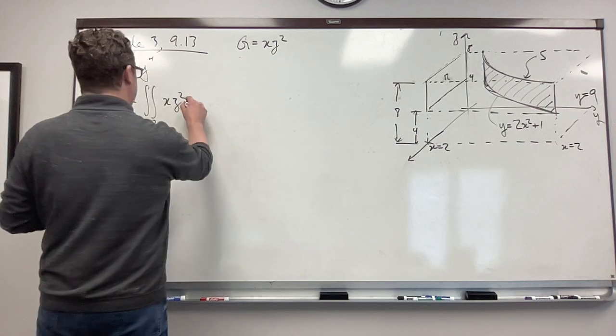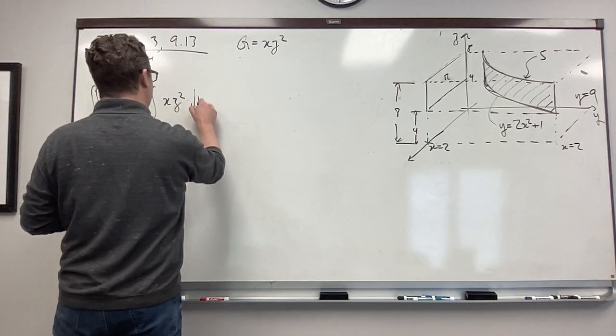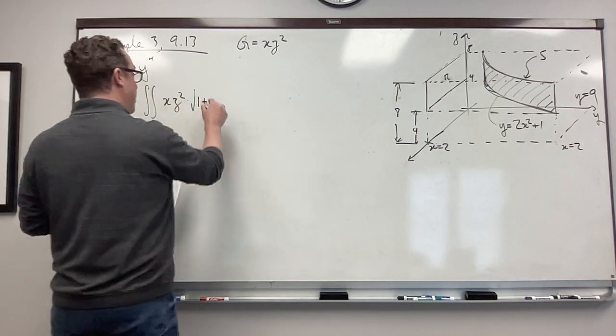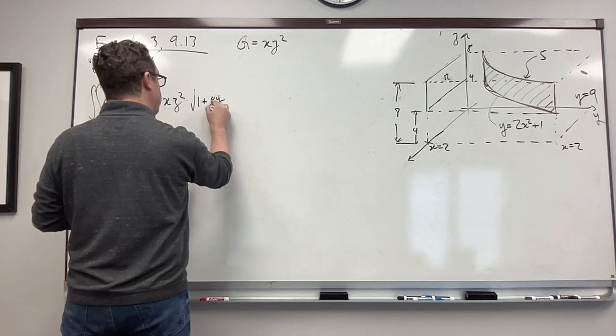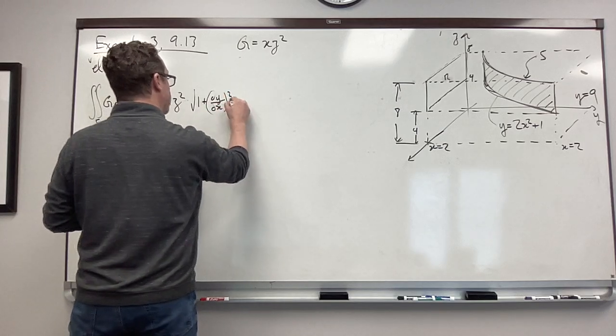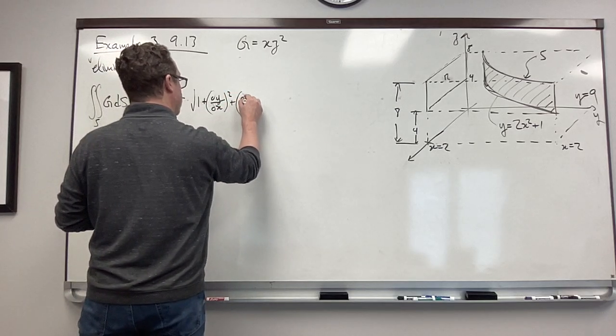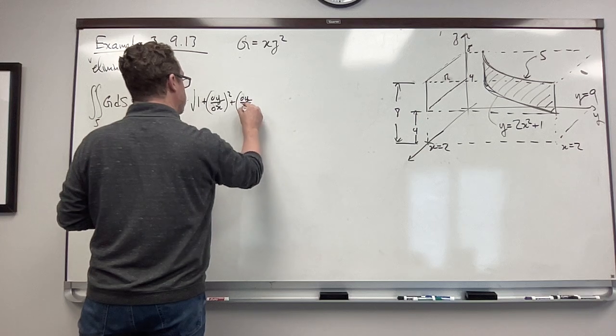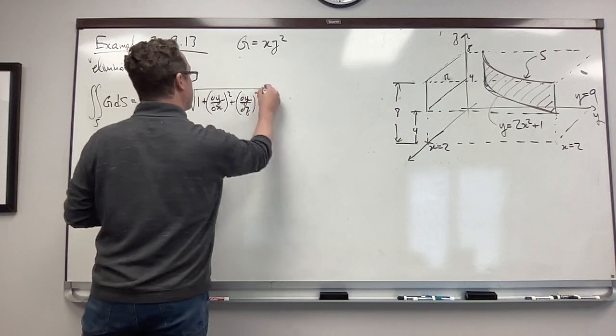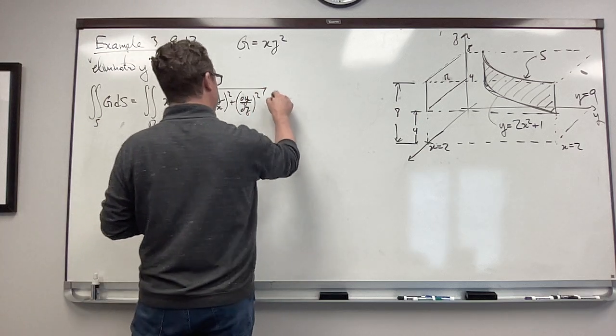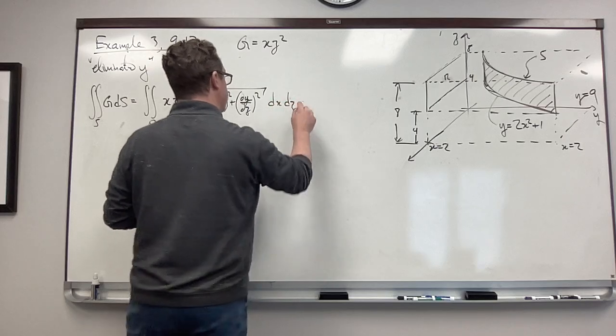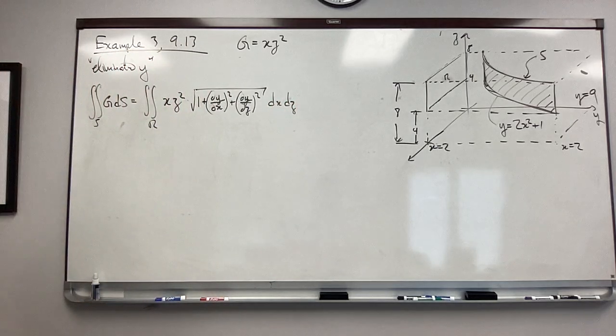So then you would have the square root of 1 plus the partial of y with respect to x squared plus the partial of y with respect to z squared. Okay, and then we'd have some dx and dz, because that's what we're going to integrate over.